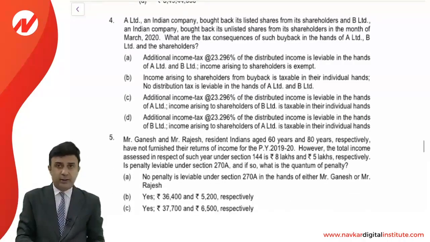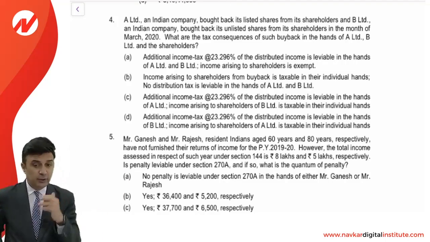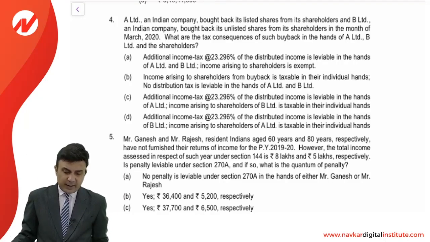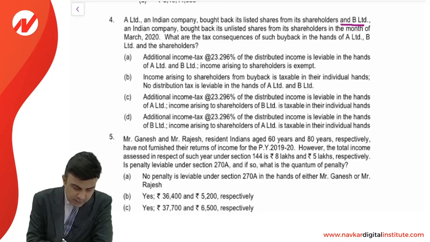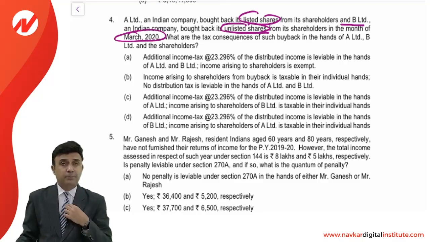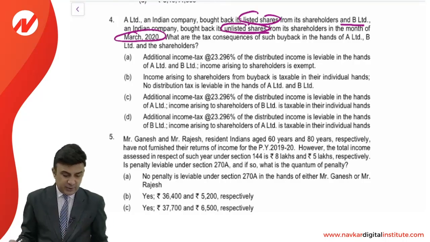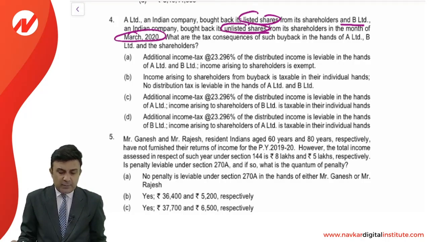Friends, the fourth one has got only one question. It doesn't have a series of questions now. A Limited, an Indian company, bought back its listed shares from its shareholders, and B Limited, an Indian company, bought back its unlisted shares from the shareholders in the month of March 2020. There is buyback of listed shares and buyback of unlisted shares. What are the tax consequences of such buyback in the hands of A Limited and B Limited?